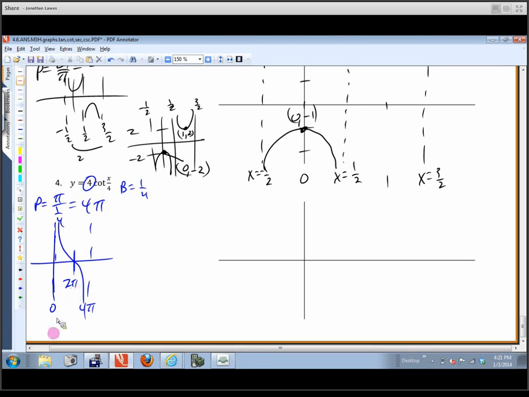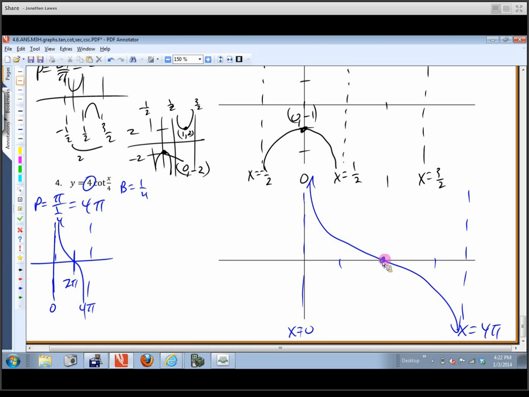Okay? So let's draw those. Vertical asymptote here, vertical asymptote here. X equals 0 for that one. X equals 4 pi for this one. Smack dab in the middle and the quarters. And it's going to be shaped like this. It's going to start up here, go through that point, and then go down like that. And it's always nice to put arrows on the end and stuff like that.